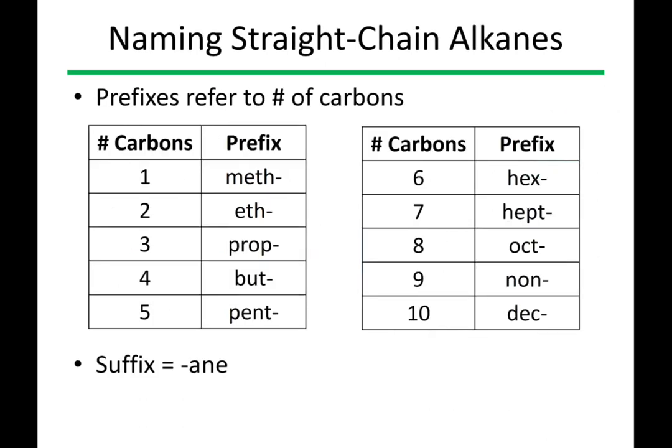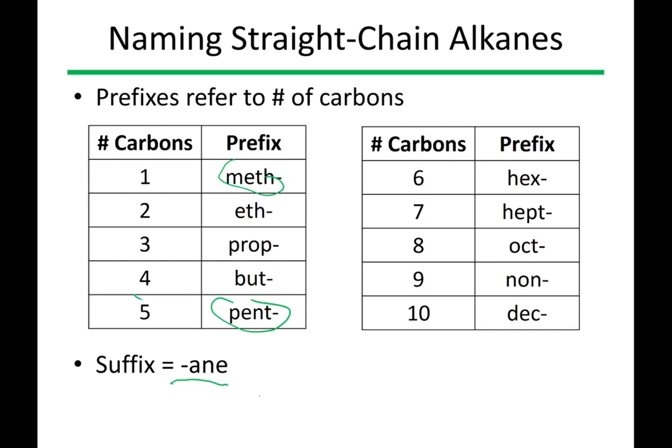Okay, so for naming these straight chain alkanes, we are going to use a new set of prefixes. The prefixes are going to refer to the number of carbons. So this is the list of the prefixes that we'll use for straight chain alkanes. So if it has 1 carbon, it's going to be meth for the prefix. If it has 5, it'll be pent, so on and so forth. After we name the number of carbons, we just add ane to the end of the word to tell us what the compound is for that straight chain alkane.